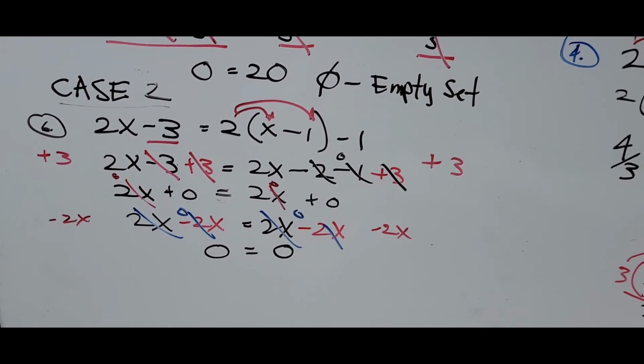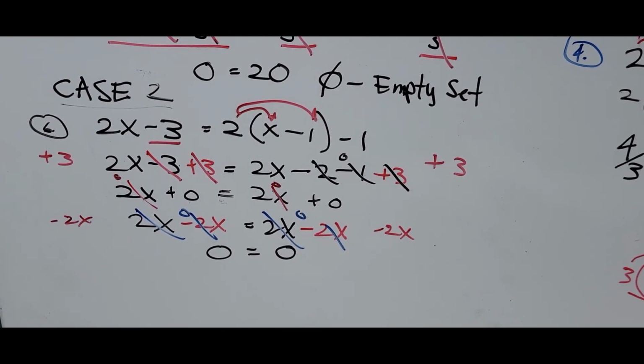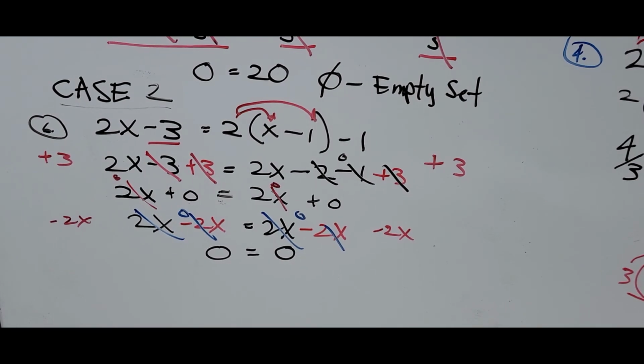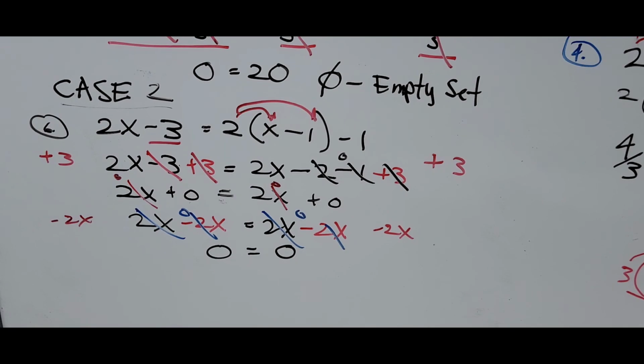Right? So what does it mean by our answer 0 equals 0? This kind of equation is an identity. That means any number is the solution. You can put any number right there, and it is the solution. What does it mean by any number? Any number is a real number. What does it mean by a real number? That means you can have positive, negative, 0, or any number. It's infinite, that means limitless. That means any number can be the solution to that one.